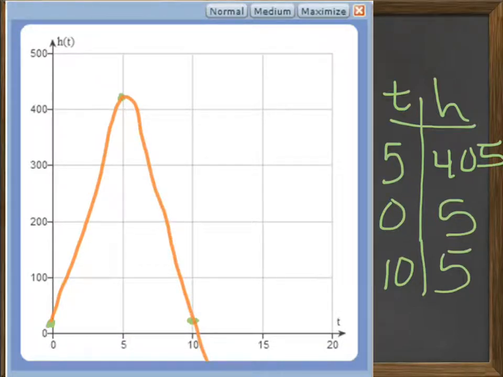Now we probably would not go further than the x-axis on this one because that would mean the ball is underground. The height would be negative. So probably we'd actually want to stop right at the x-axis.